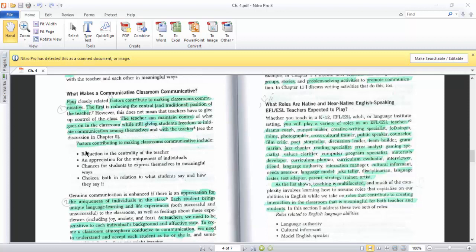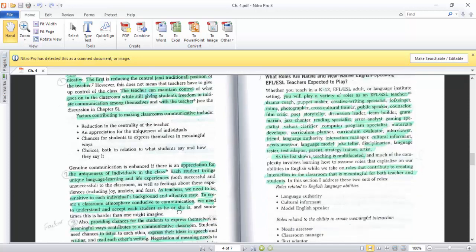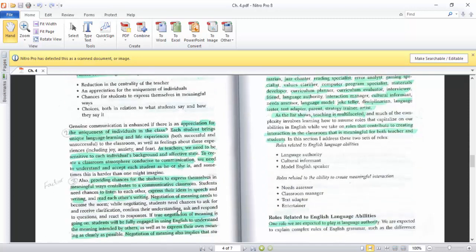Four factors contributing to making a classroom communicative include: the first one, reducing the centrality of the teacher. The second one, appreciation of the uniqueness of individuals. Third, chances for students to express themselves in meaningful ways. And fourth, choice both in relation to what students say and how they say it. We have here the explanation of each factor in this page.